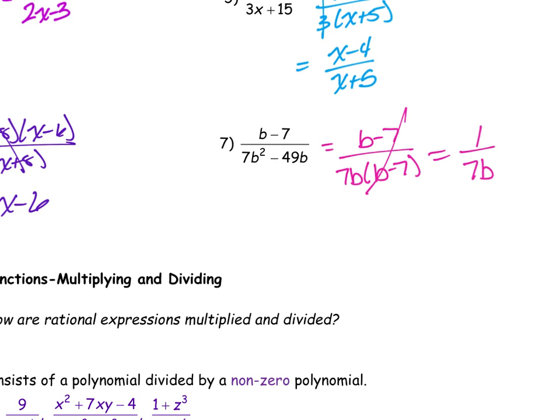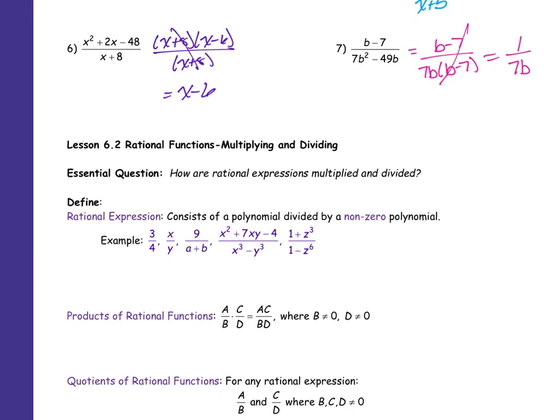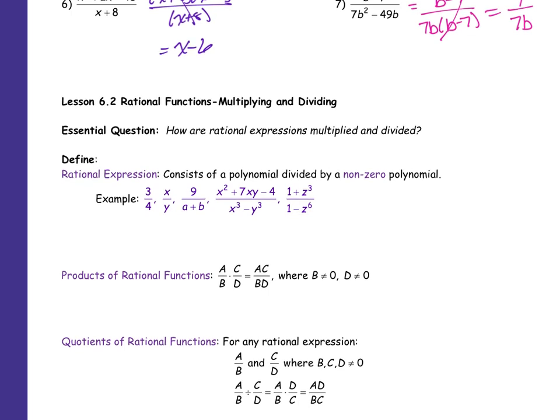So today we're moving on to just multiplying and dividing rational expressions. So a rational expression, I think we already talked about it, but it consists of a polynomial divided by a non-zero polynomial because we can't have a 0 in the denominator. So all of those are examples of a rational expression. 3/4, x over y, 9 over a plus b. Any of those are polynomials.